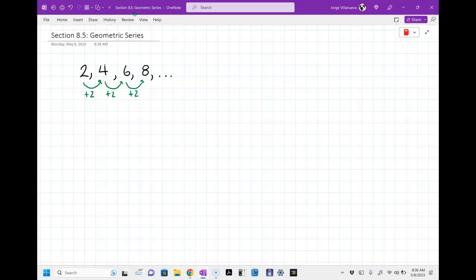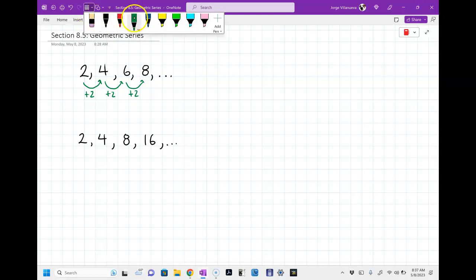Geometric is different. That one has to do with multiplying, okay. So if I give you these options, and I know you guys probably saw these on some homework problems, and they asked you, is that an arithmetic sequence? Your answer should have been no. And the reason is because to go from 2 to 4, you add 2, but from 4 to 8, you add 4. From 8 to 16, you add 8. The numbers keep changing, right?